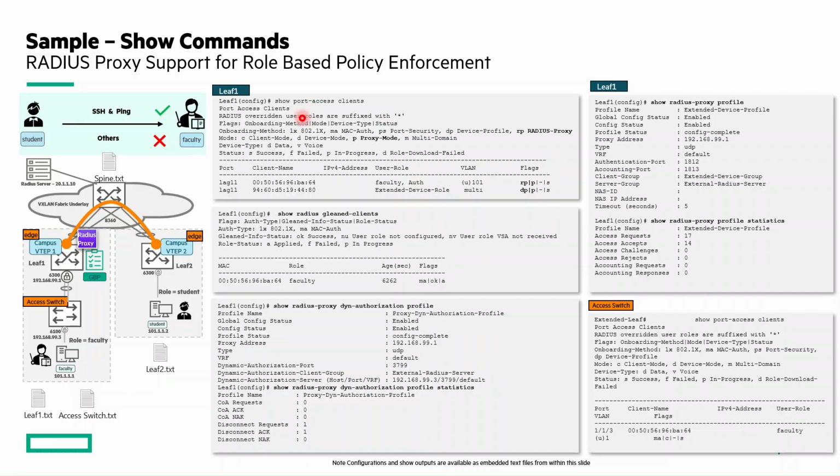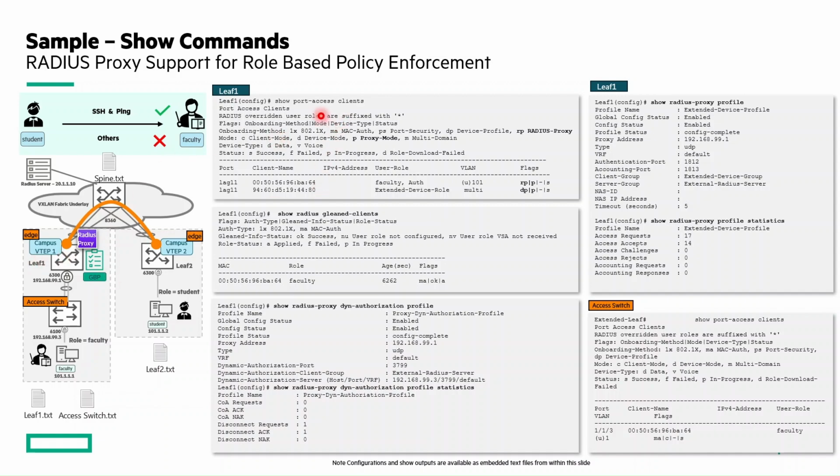So let's see the client verification now. First, let's verify the client onboarding in the access switch. You can use the pre-existing show command show port access clients and it will display the client onboarded along with the role assigned and the authentication mode. The same client will be onboarded in the radius proxy switch as well.